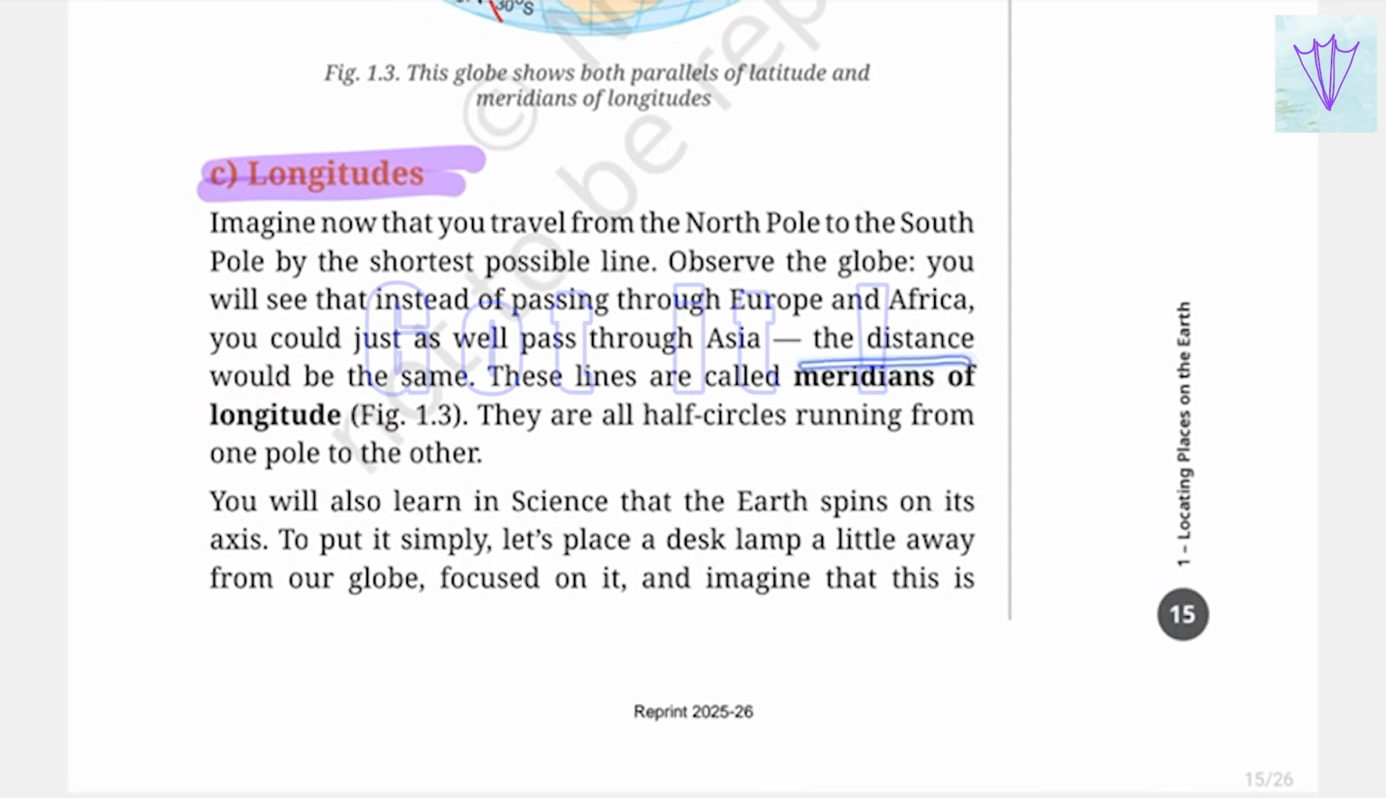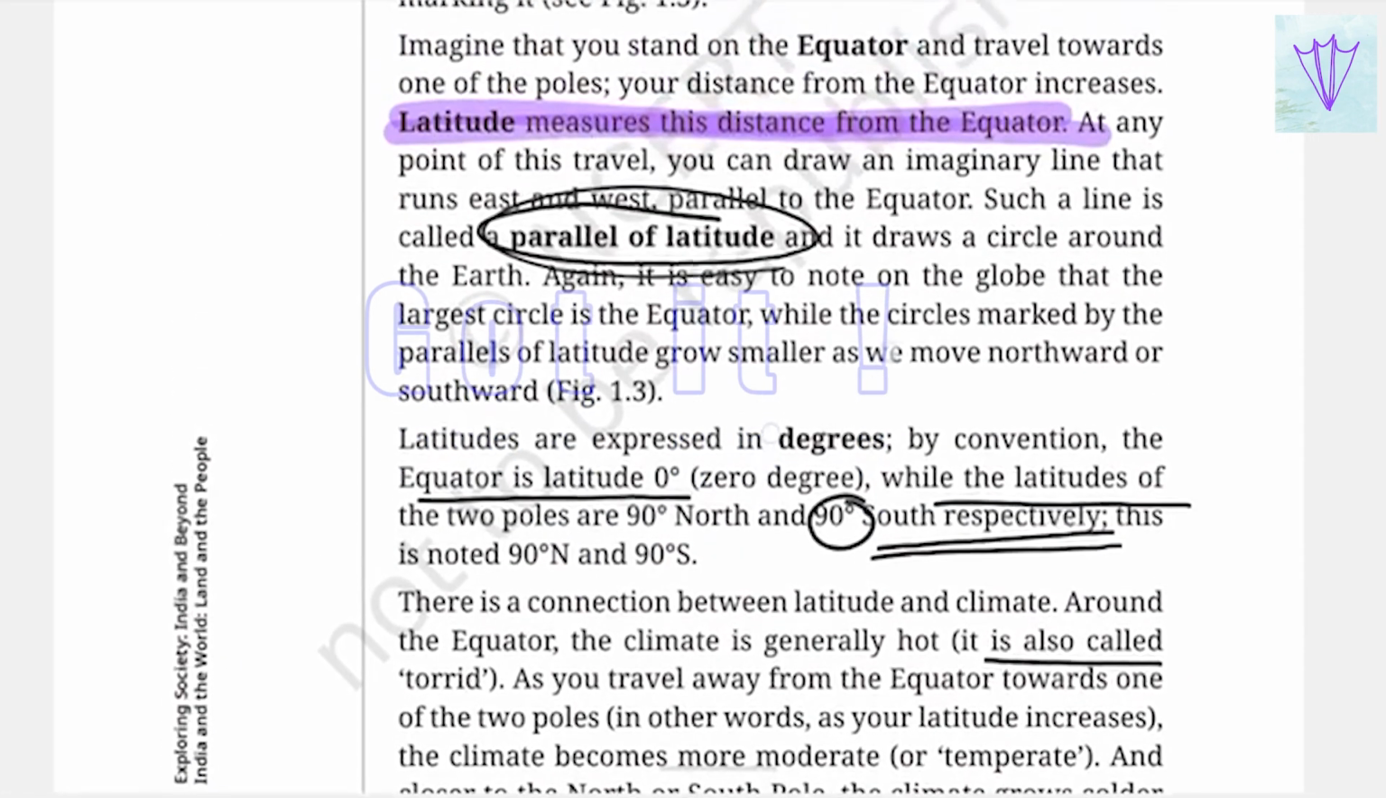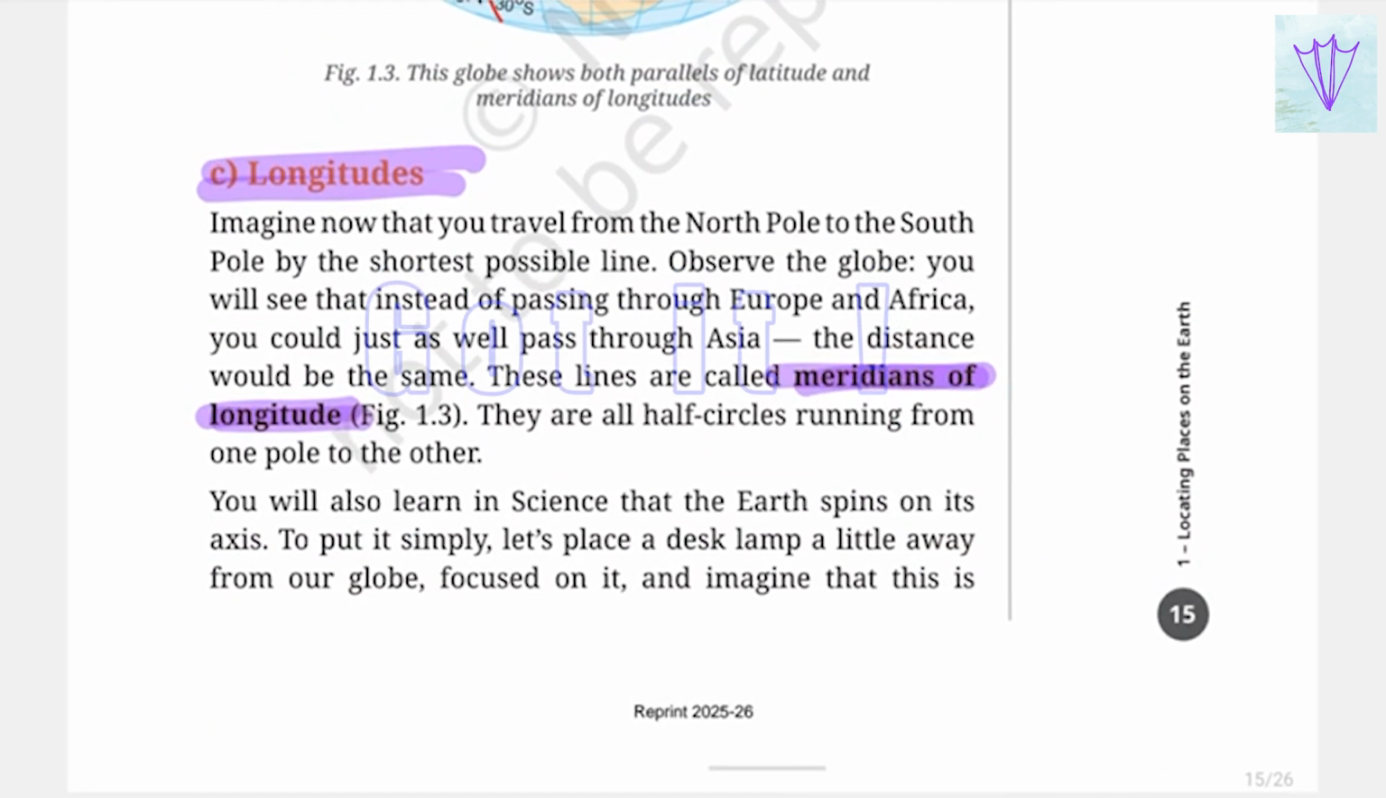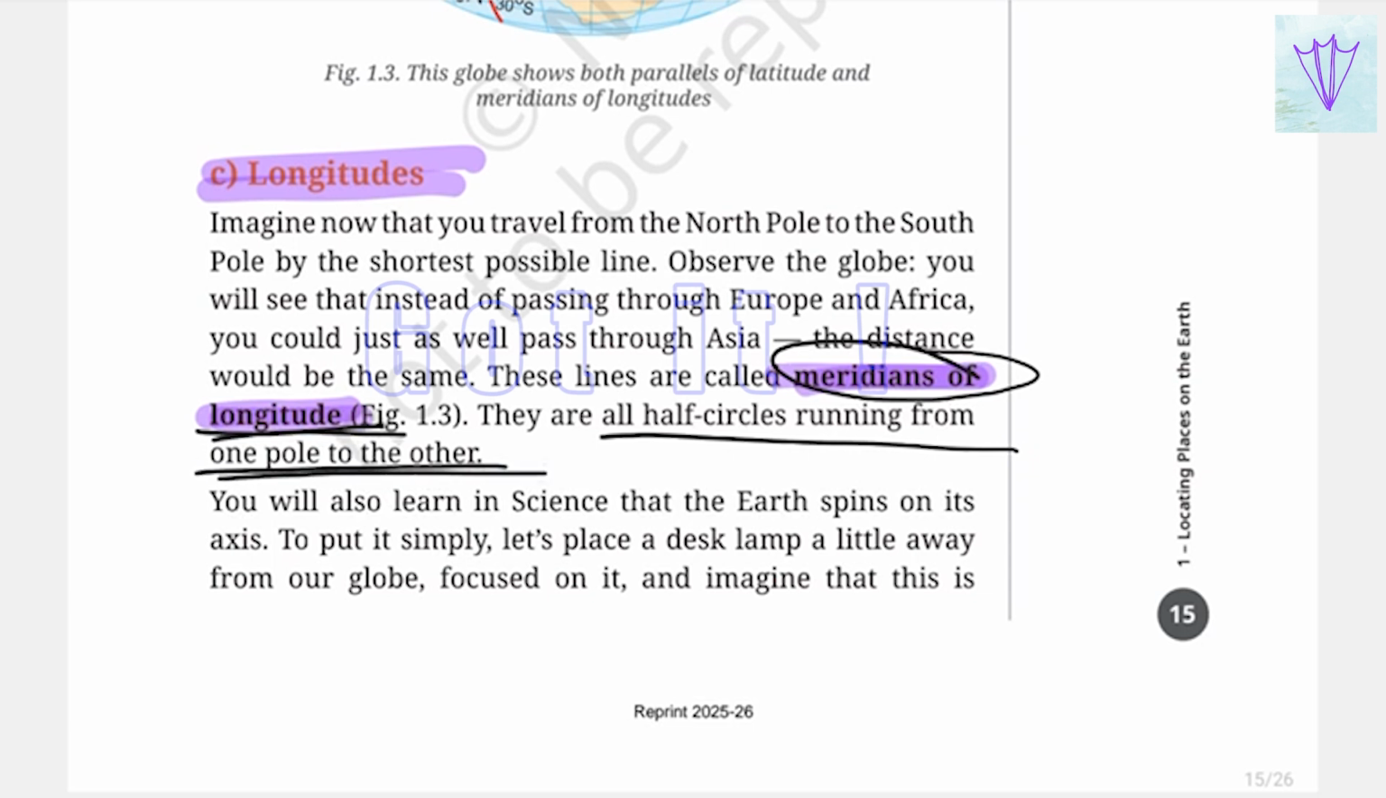So here the length would be the same. These lines are called the meridians of longitude. So we used to call the parallel of latitude, while here we call the meridians of longitude, and they are the half circles running from one pole to the other.